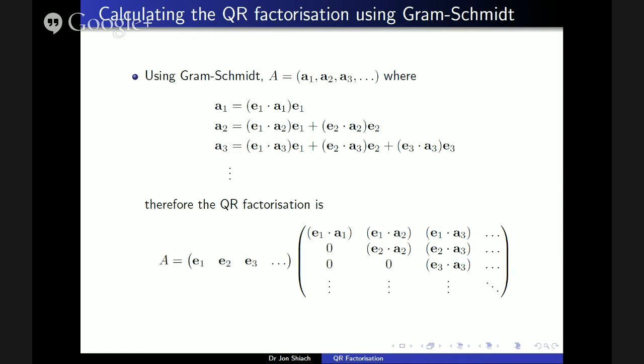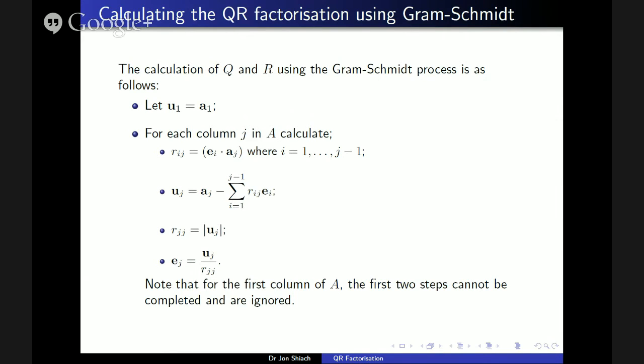So this is your upper triangular matrix. This is our orthogonal matrix. So this is Q, and this is R. So effectively, we've used the Gram-Schmidt process, applied the projections, and then written it in the form of a matrix equation. So that's calculating QR using Gram-Schmidt. And we're going to break it down into a series of steps.